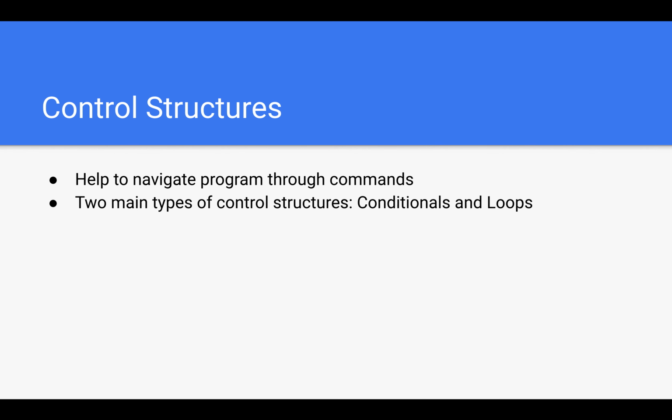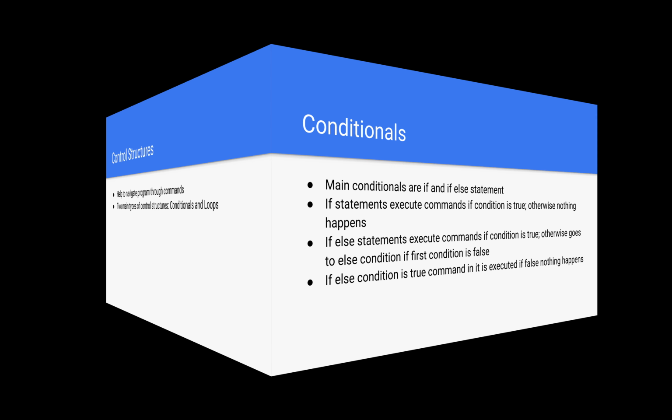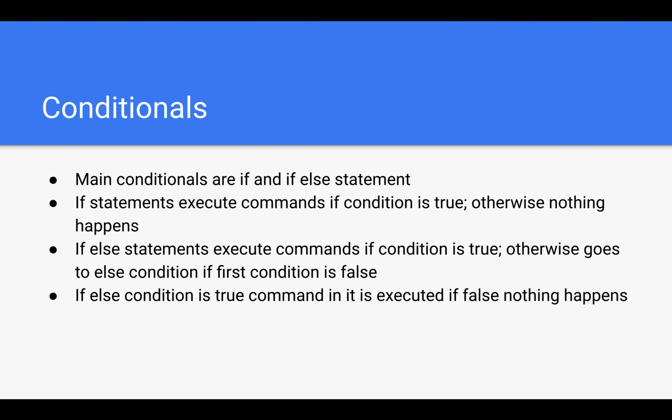Control structures help to navigate programs through commands. The two main types of control structures are conditionals and loops. The main types of conditionals are if and if-else statements. If statements execute commands if the condition is true, otherwise nothing happens.